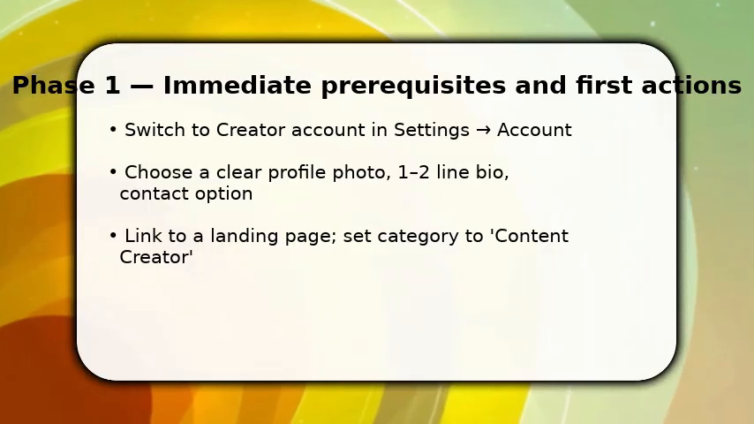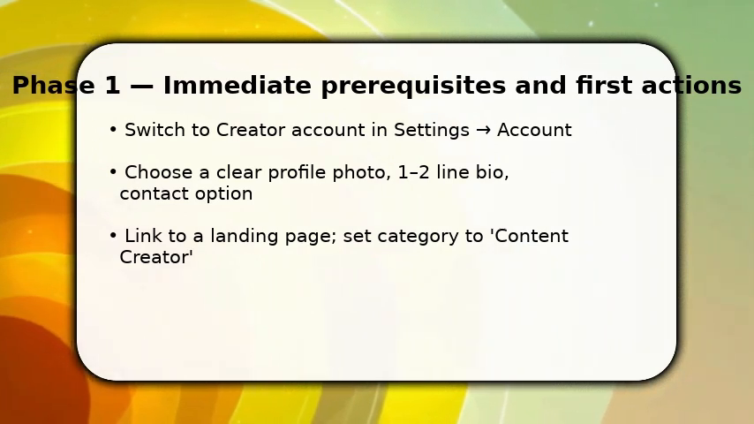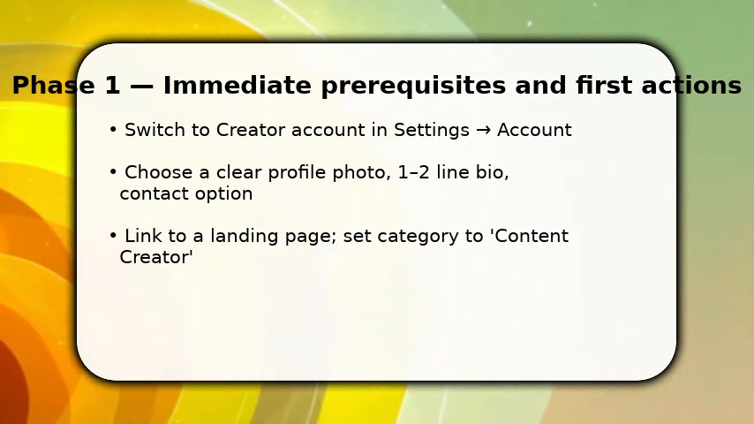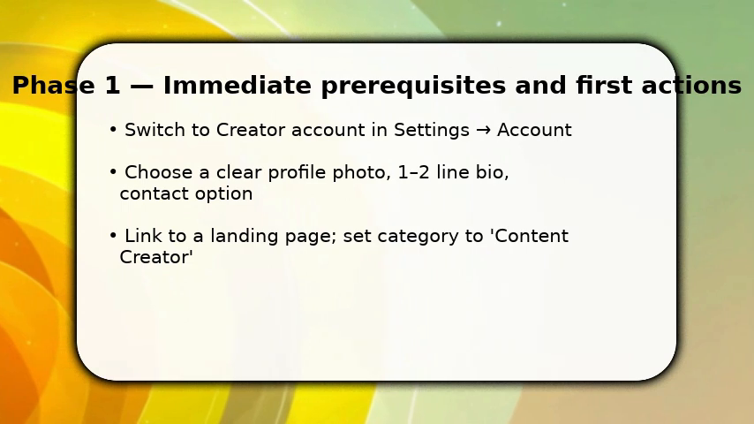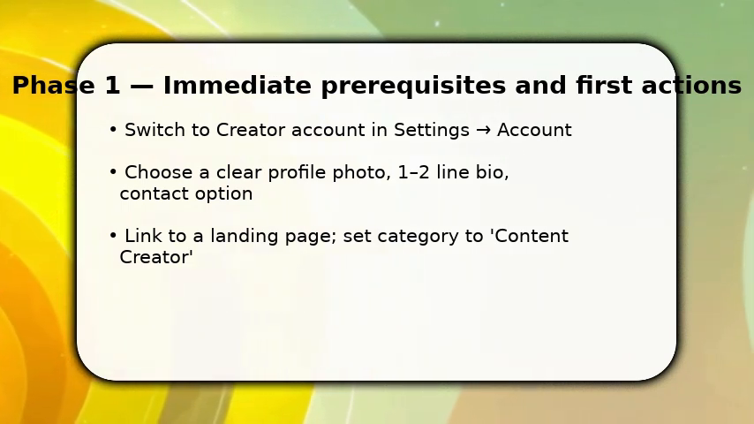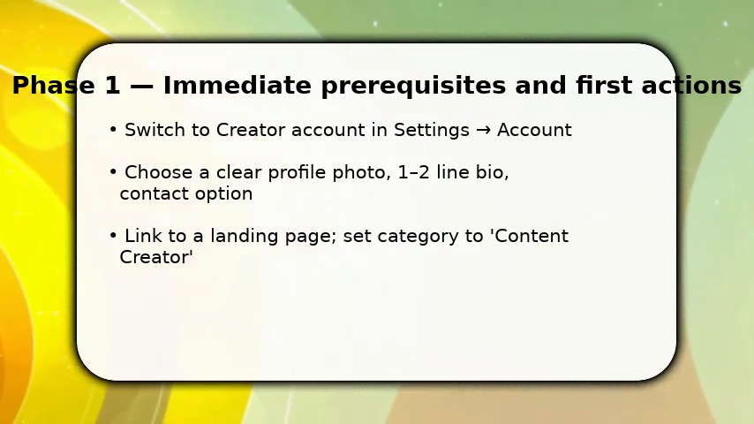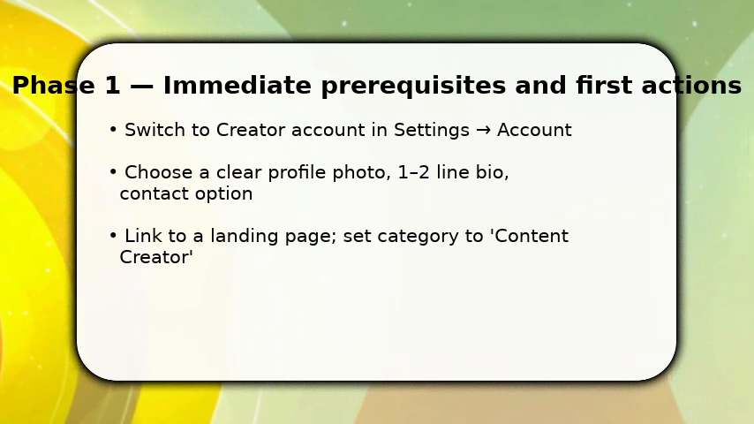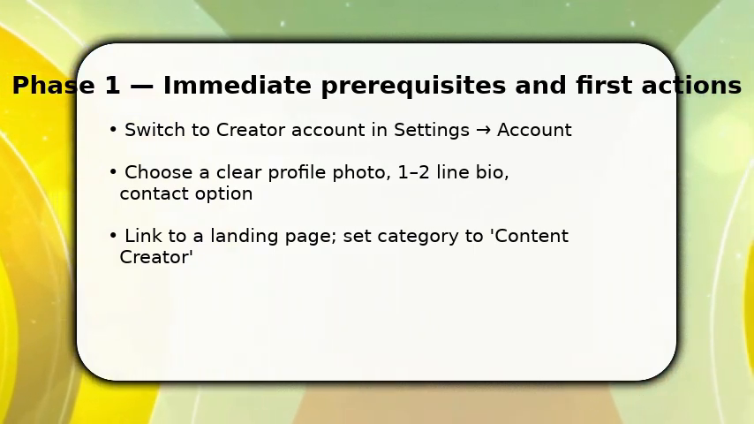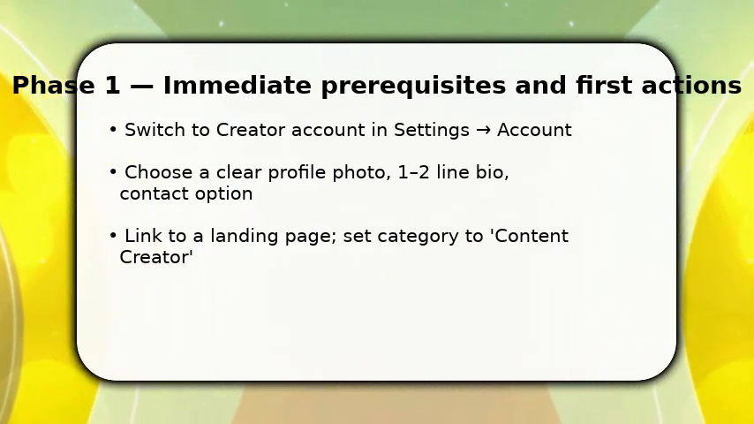You begin by switching to a creator account so you get analytics and messaging controls. Set a concise bio that explains your niche and add a contact method. This makes you discoverable. Once done, pick a high-contrast profile photo and select the creator category. This unlocks creator-specific tools. Make sure your username matches your brand across platforms. Consistency matters for search and recognition. Now you're ready to plan content with the right account type and visible contact options.